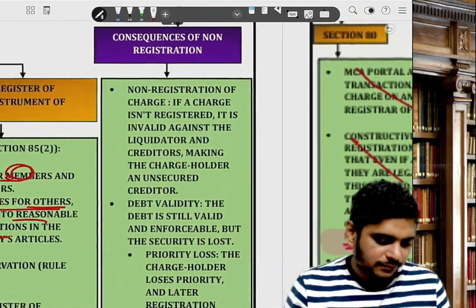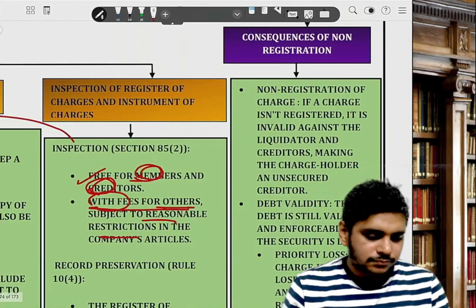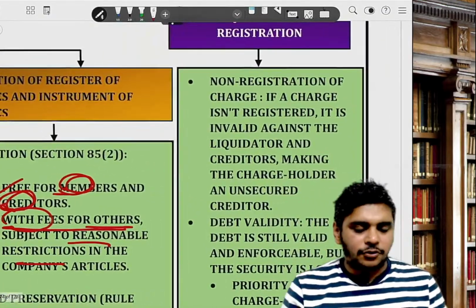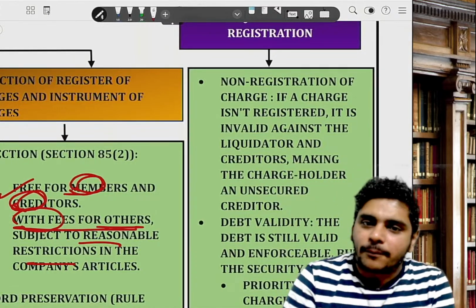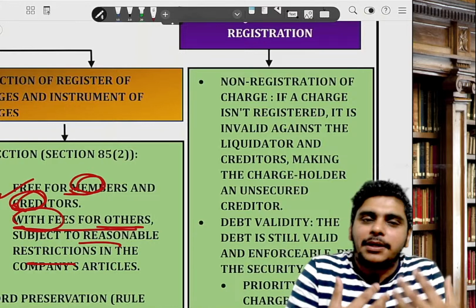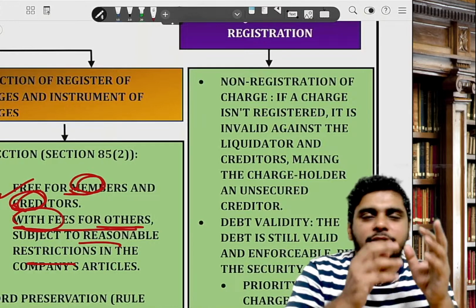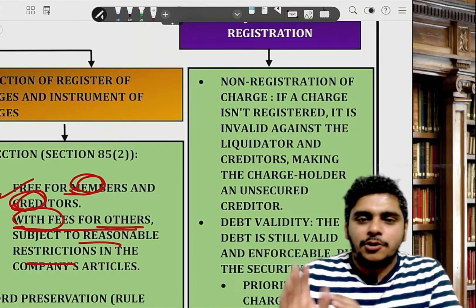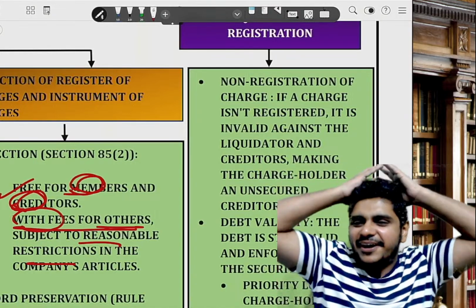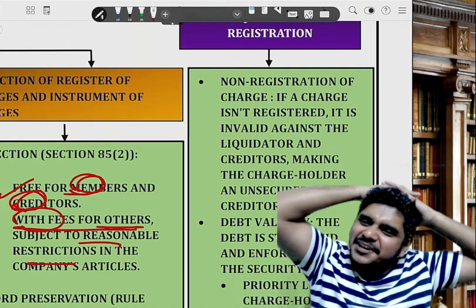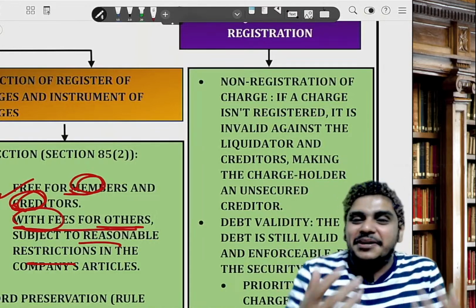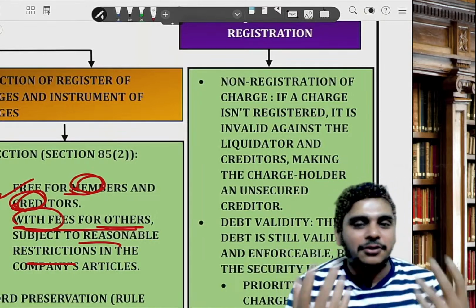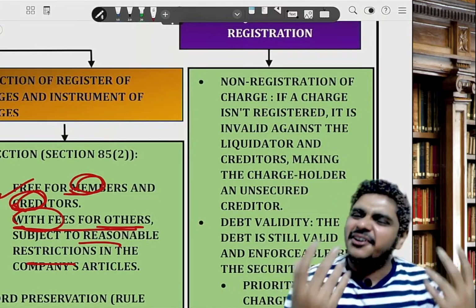Then, consequences of non-registration. What happens if it is not registered? Obviously, you are liable for penalty. Company AB Limited has taken a loan from HDFC, and the charge was not registered by the company, neither by the bank. The bank came for recovery. The company says, bank, you made a mistake, we too have not registered the charge. That means it is invalid, so we will not repay your loan.